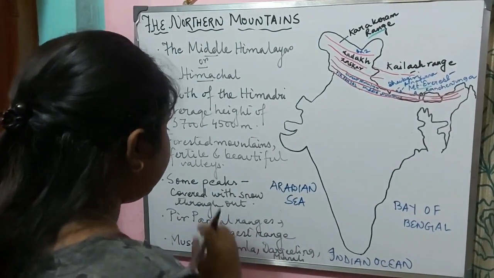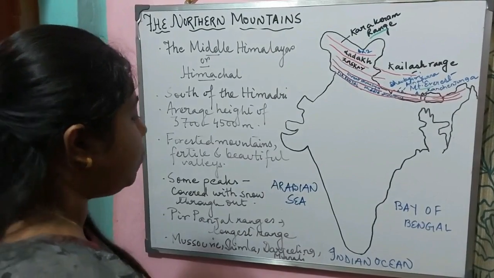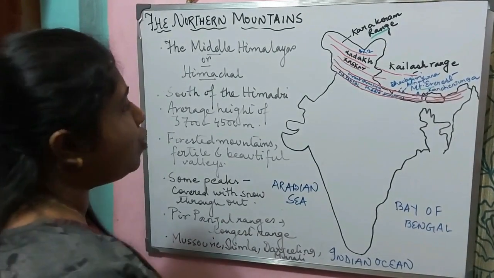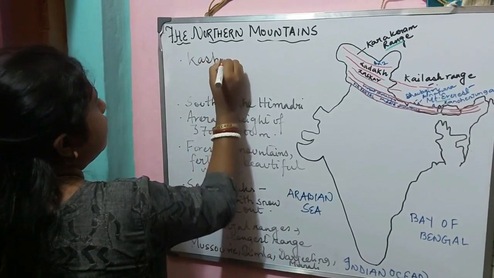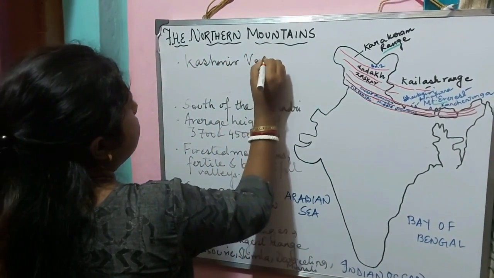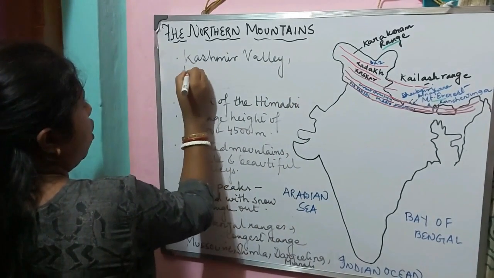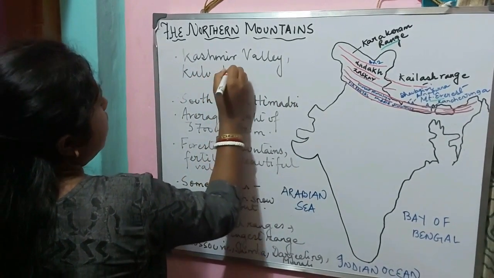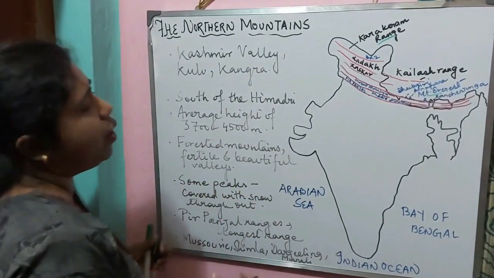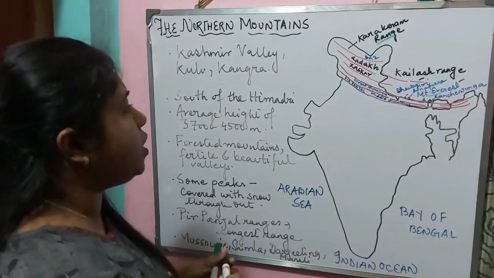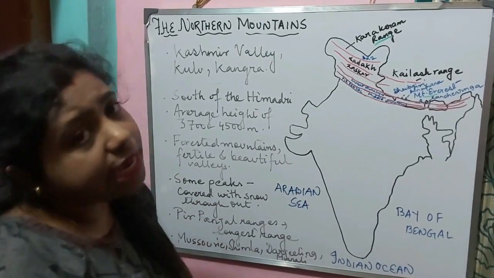Now, not only Mussoorie, Shimla, Darjeeling, Manali, but we will also see some beautiful valleys like the Kashmir Valley, Valley of Kulu, Kangra, which are very, very famous. Many tourists go there to enjoy the scenic beauty.